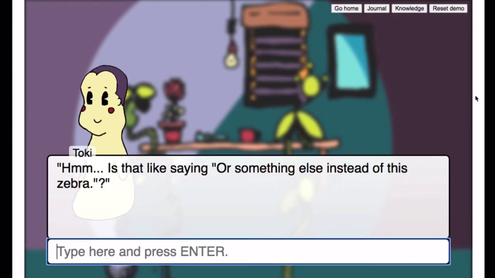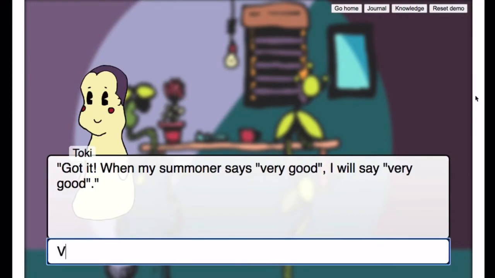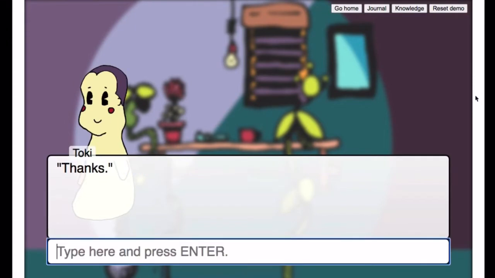Yes, so when it doesn't understand the sentence, it tries to point to a similar syntax that it would understand. But this is not the most mature part of the code. Anyway, yeah, we can teach it more. When I say very good, you should say thanks. Very good. Thanks. Okay, and we can take a peek inside Toki's mind with this knowledge button.